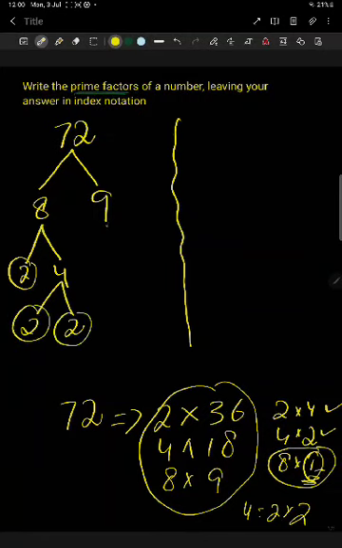Now 9 is a composite number. I need to break it down. So I will write 3 into 3. Both of these are prime numbers. So now I have factorized 72 into all of its prime factors. So I will say that I am done with the prime factorization of 72.